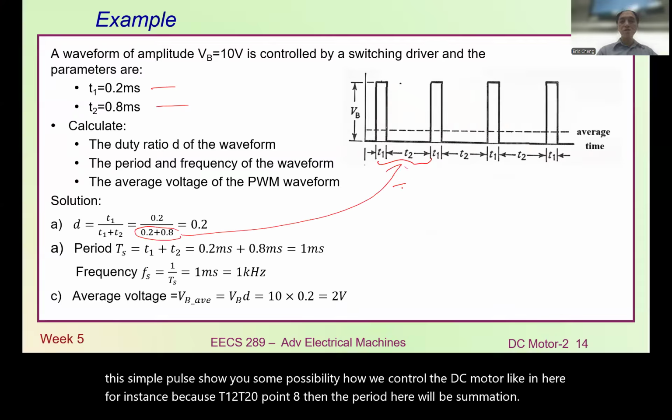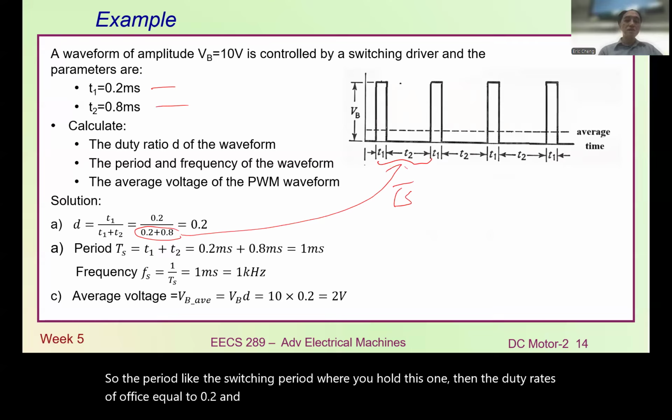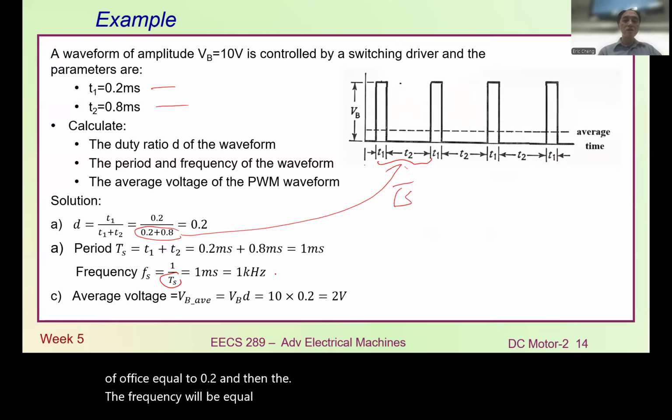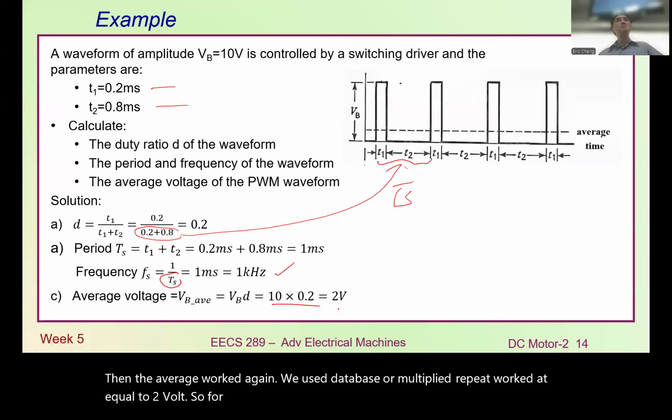So the switching period will equal this one, then the duty ratio off is equal to 0.2. And then the frequency will be equal to 1 over the period, equal to 1 kilohertz. And the average voltage, again, we use duty ratio multiplied by peak voltage, equal to 2 volt. So for motor operation, the frequency has quite a big variation.